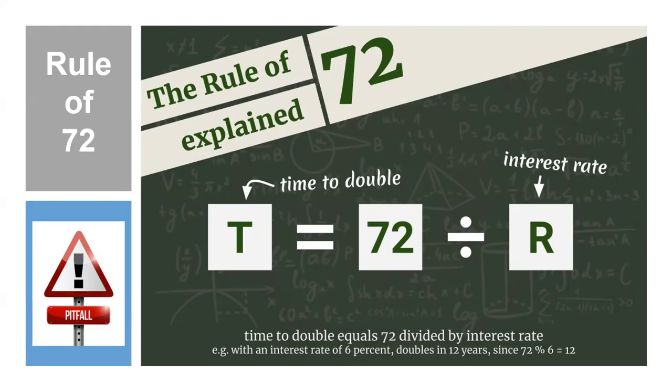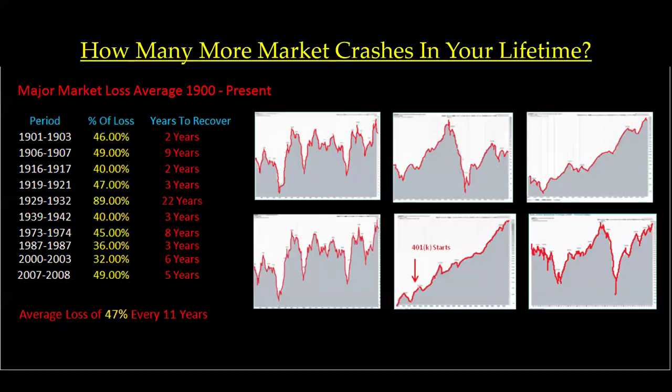And what does that end destination actually look like? This is a 100-year period of time. This is major market losses, for about 100 years. You can see the white is the period of time. The yellow is the percentage of loss, and the red is the years to recover. We have an average loss of 47% occurring every 11 years.